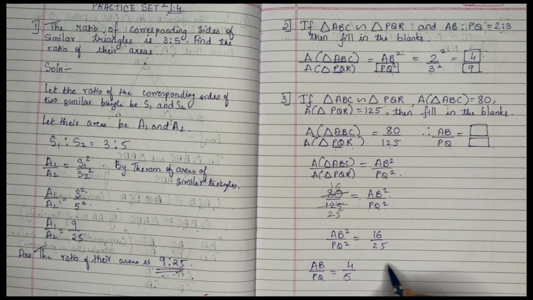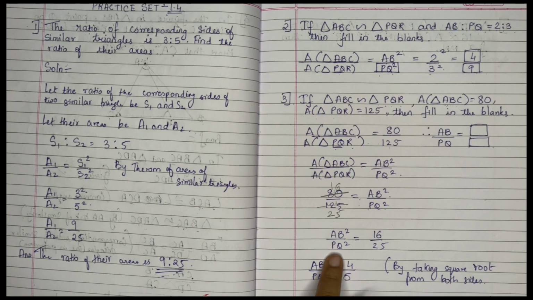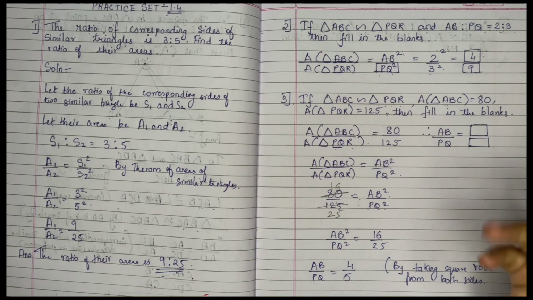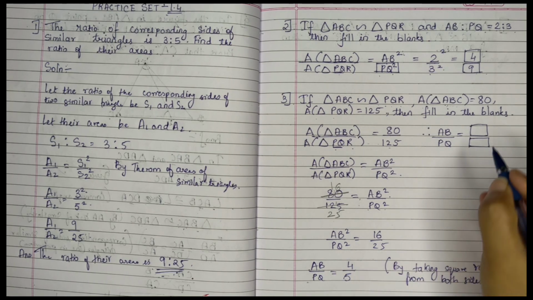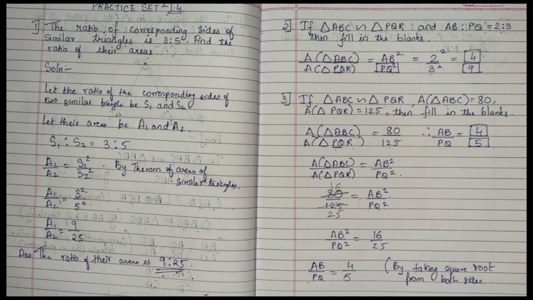And you can give the reason by taking square root from both the sides. So when you take the square root from both the sides you will get AB upon PQ is equal to 4 upon 5. So here you can write AB upon PQ we got 4 upon 5.